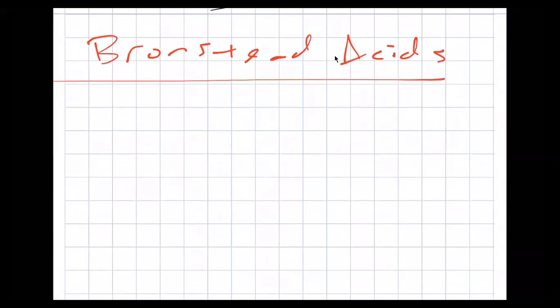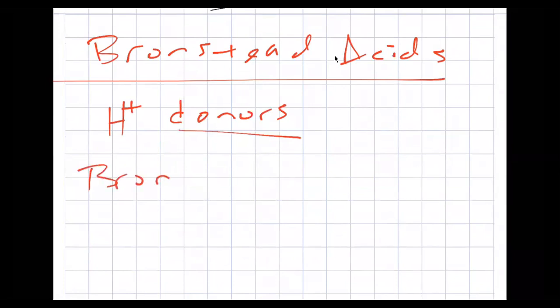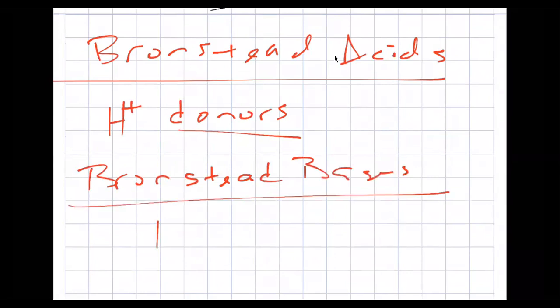So if you watch the video, we're talking about Bronsted acids, right? So these are H plus donors. And then Bronsted bases, you should remember this from G-Chem, are H plus acceptors.